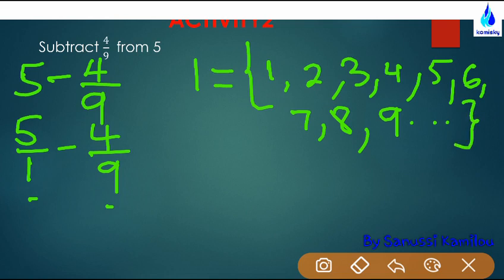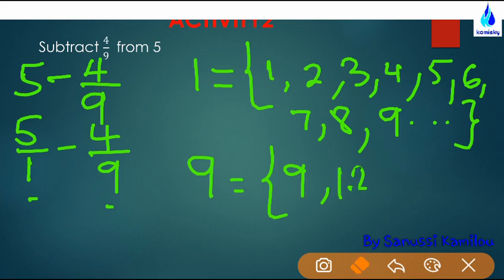Okay. Now when we go to 9, the multiples of 9, which is the multiplication table of 9. 9 times 1, 9. 9 times 2, 18. So you have 18. You can continue from there.